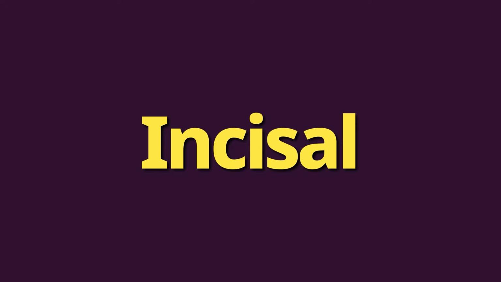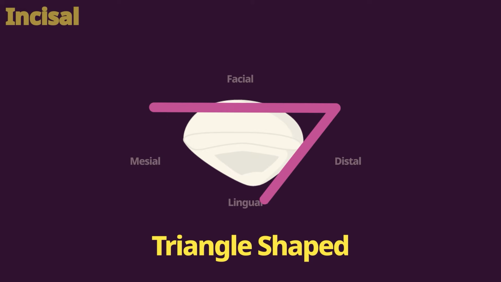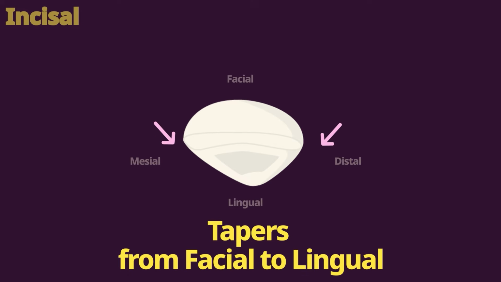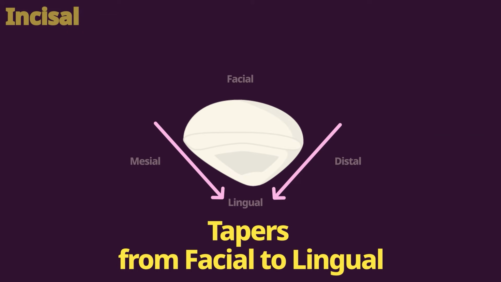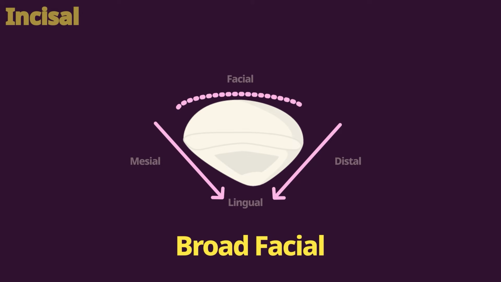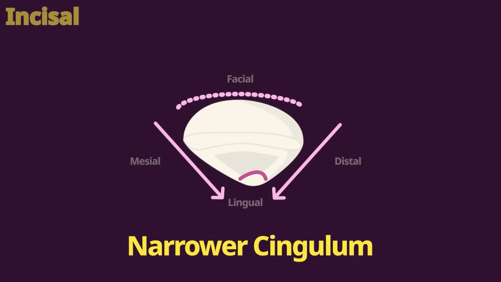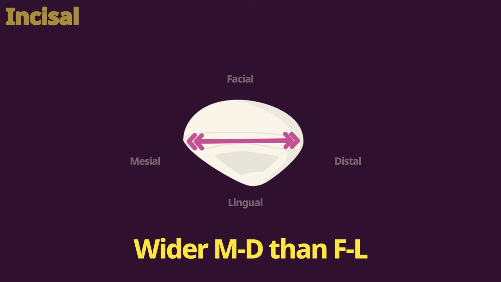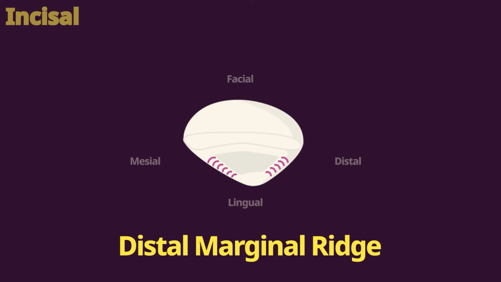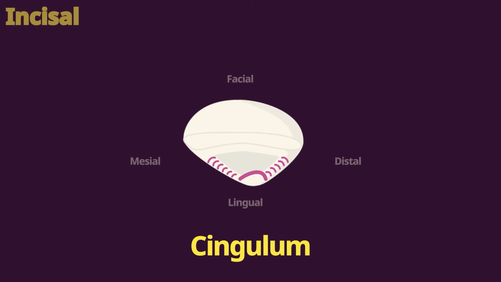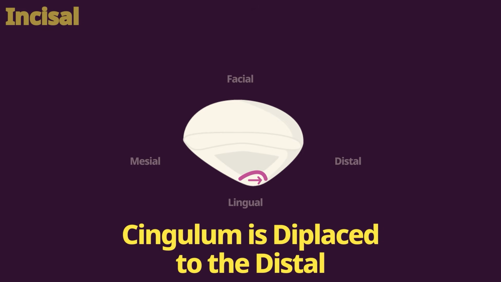Now let's look at the maxillary central incisor from the incisal aspect. From this view, the crown is triangle-shaped. And you can see that tapering I was talking about when we were looking from the lingual view. The crown is tapering from the broad facial to the lingual where the cingulum is. The maxillary central incisor is wider mesial distally than it is facial lingually, and it is the widest mesial distally at the incisal ridge. You can see the mesial marginal ridge and the distal marginal ridge joining the cingulum, and that cingulum is displaced to the distal.